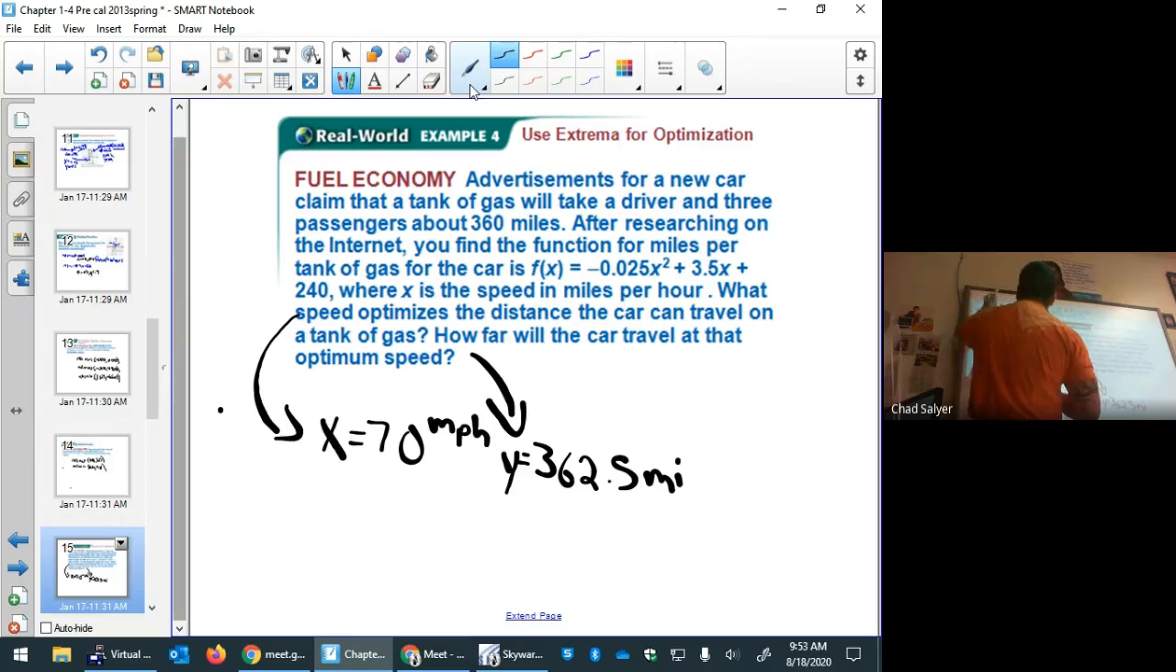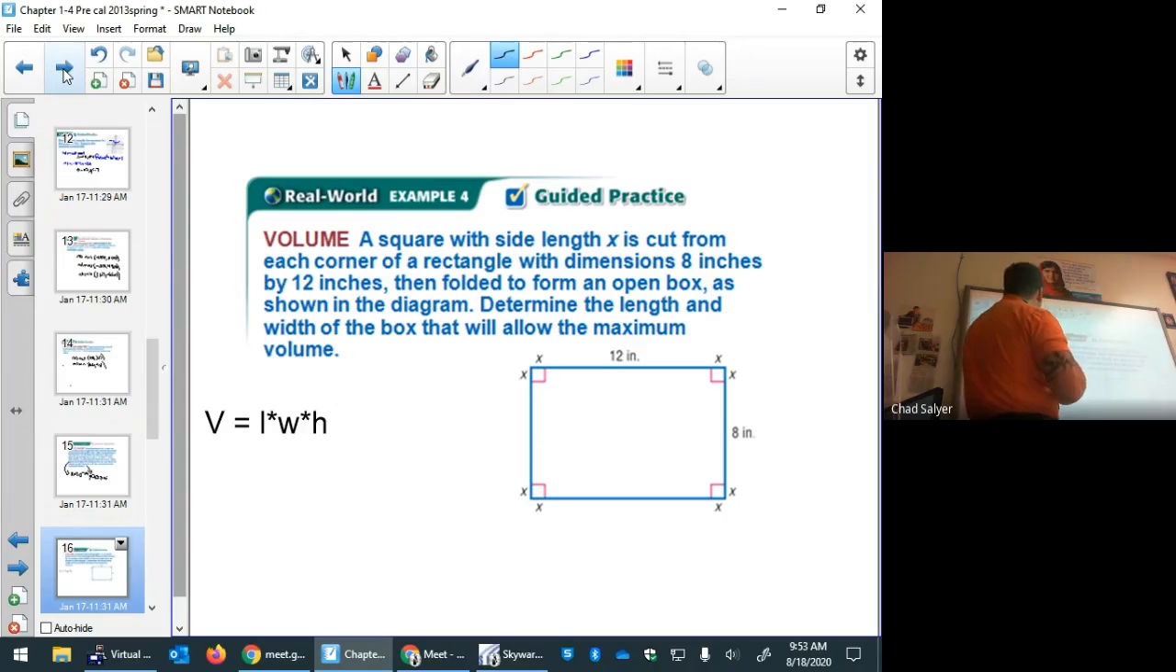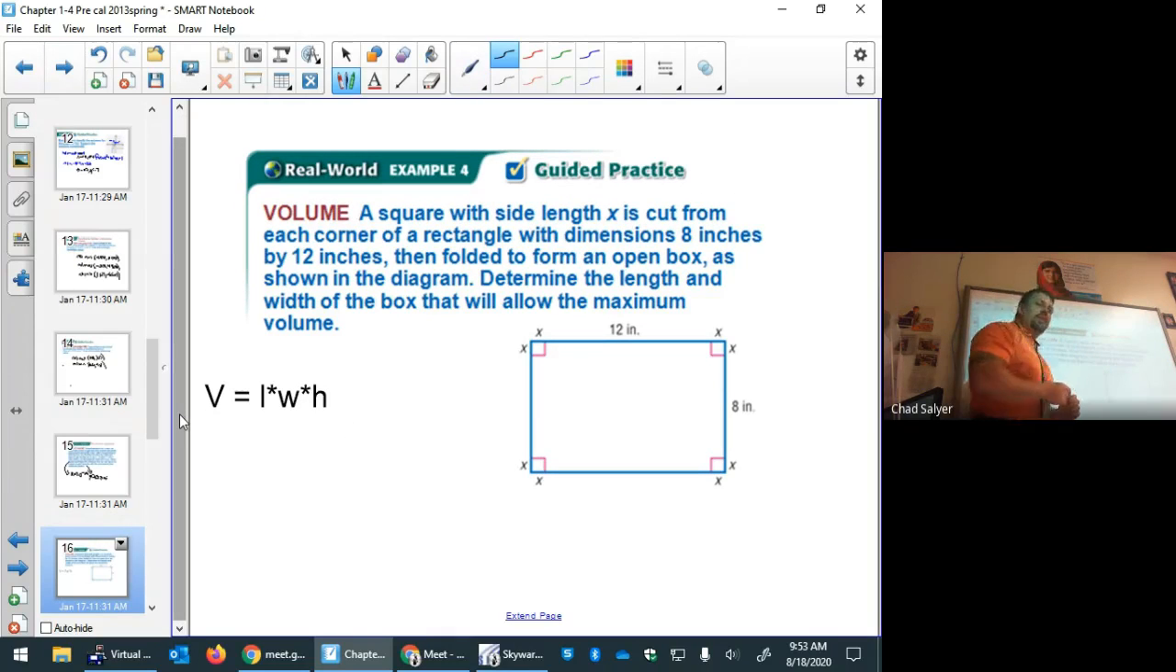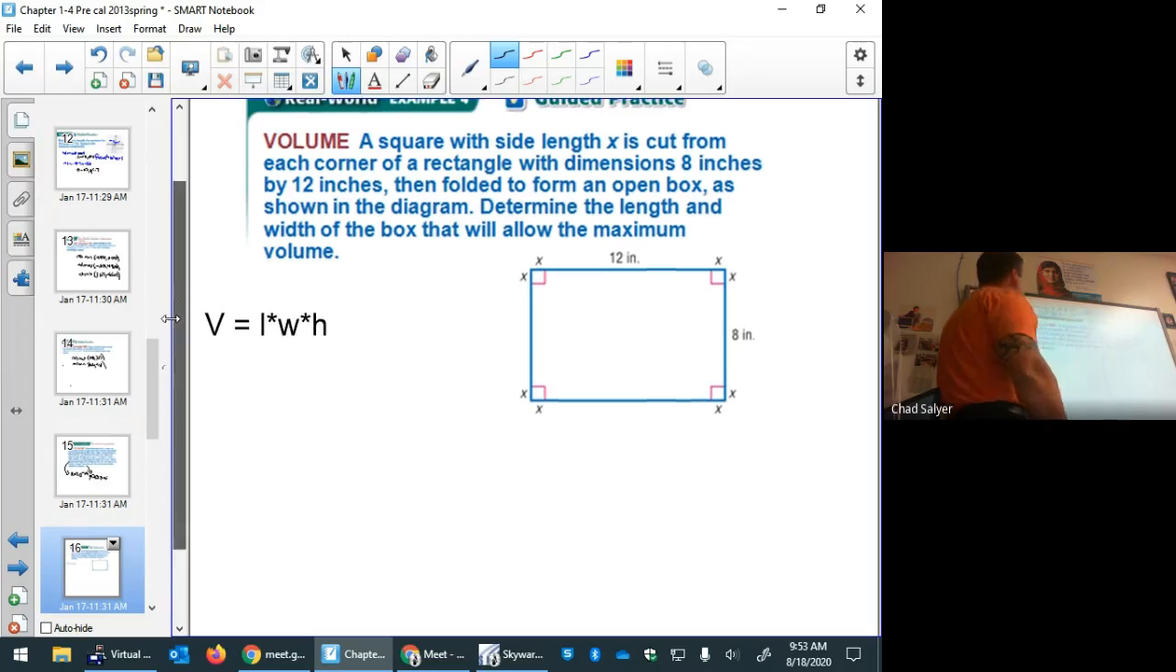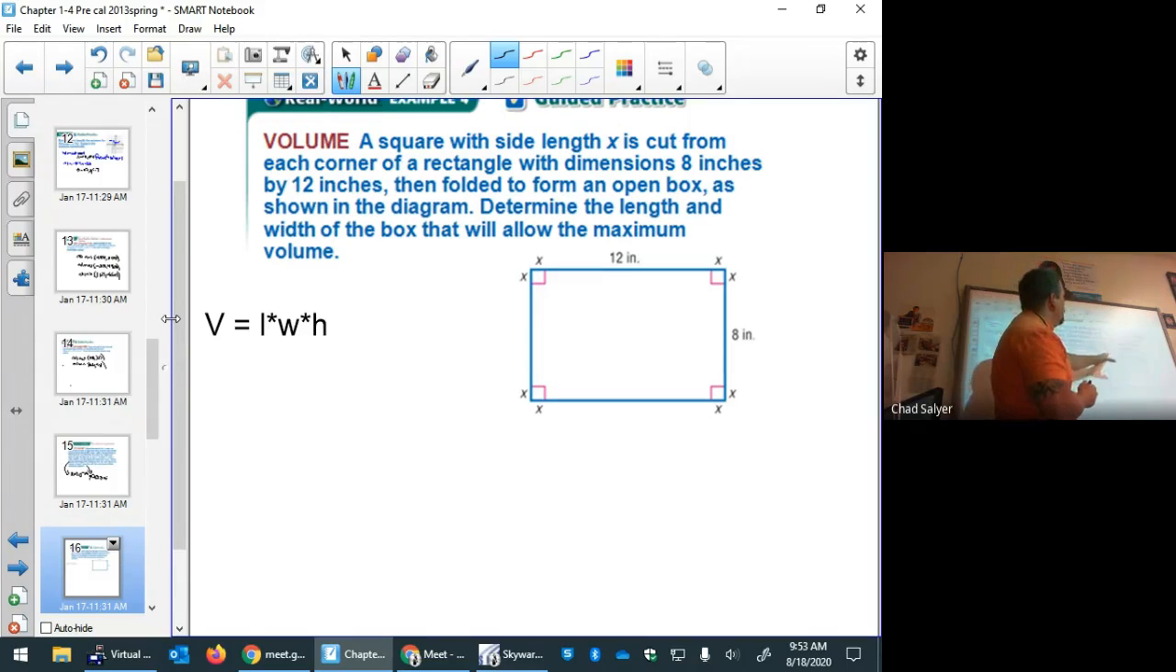Okay, so here's a fun problem. This is one you'll see on the ACT a lot. You'll see it on intelligence tests a lot. It's a pretty fun little problem. Really challenges your spatial intelligence. So you have a square with a side length x. So in other words, they're cutting a notch out of it. And then they're folding that to form an open box.